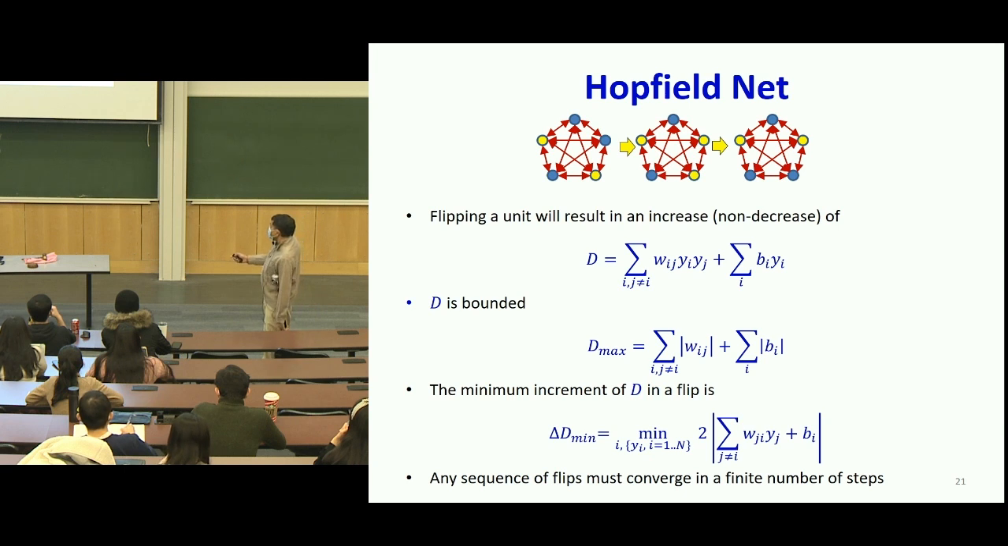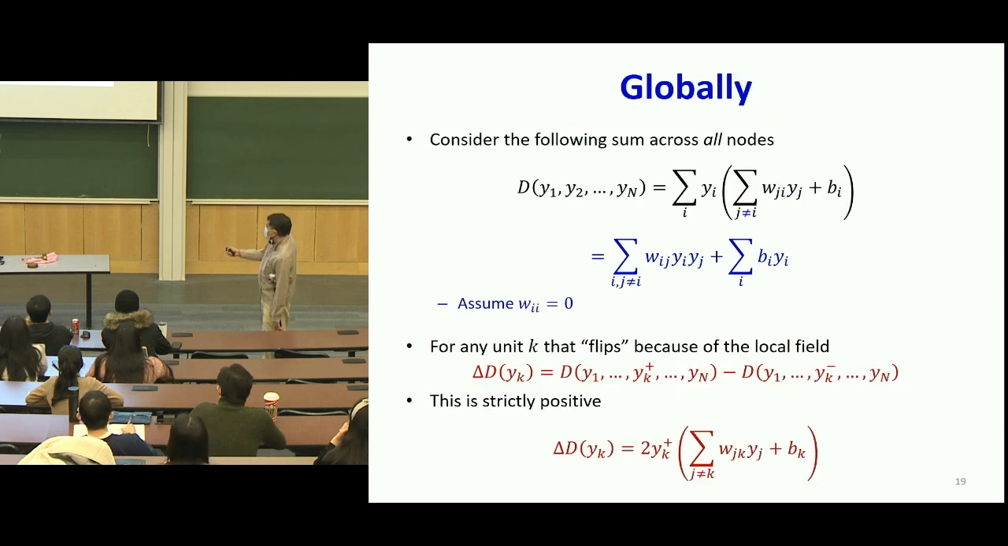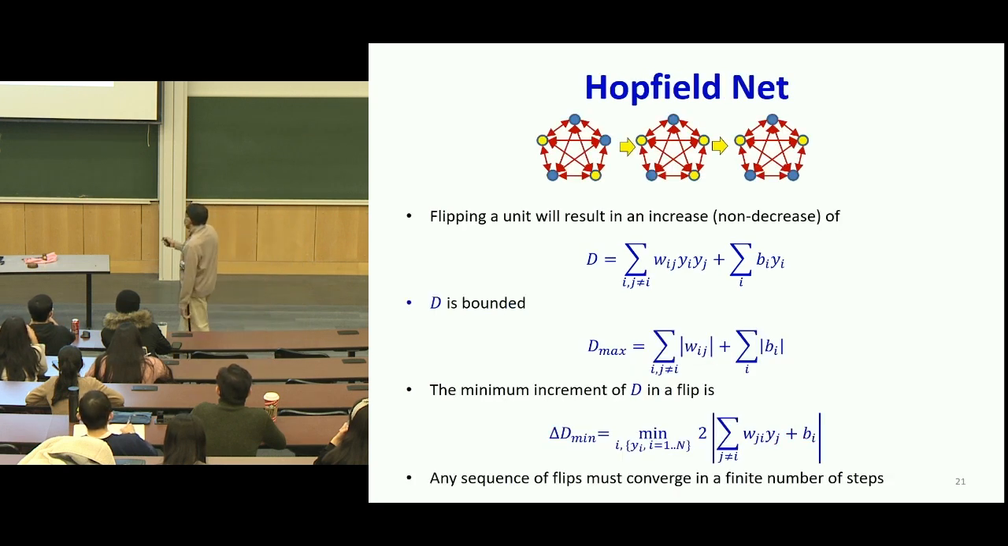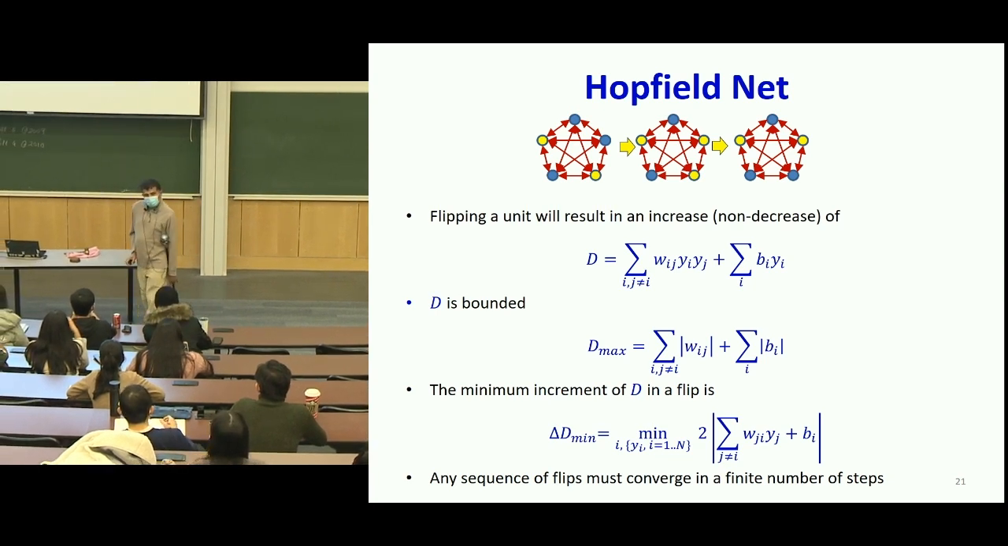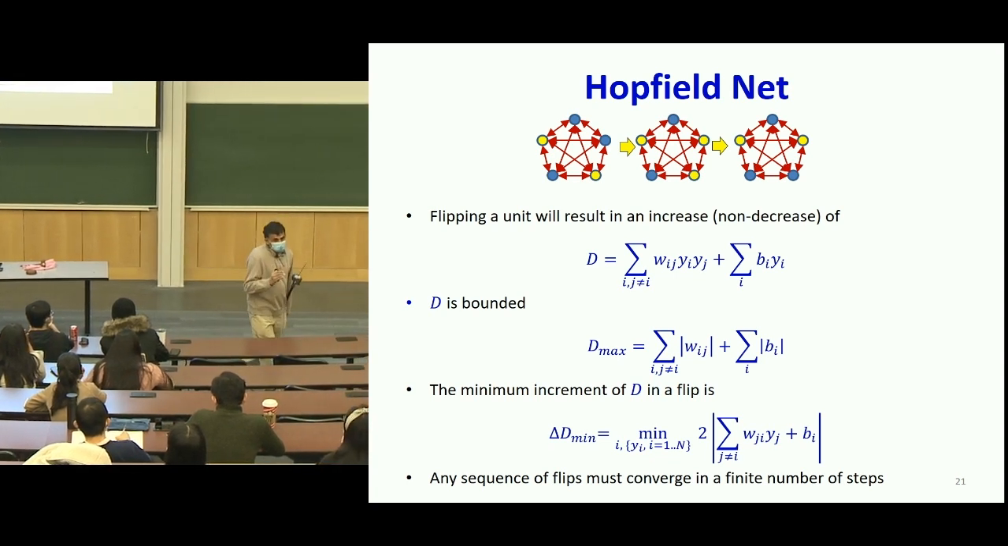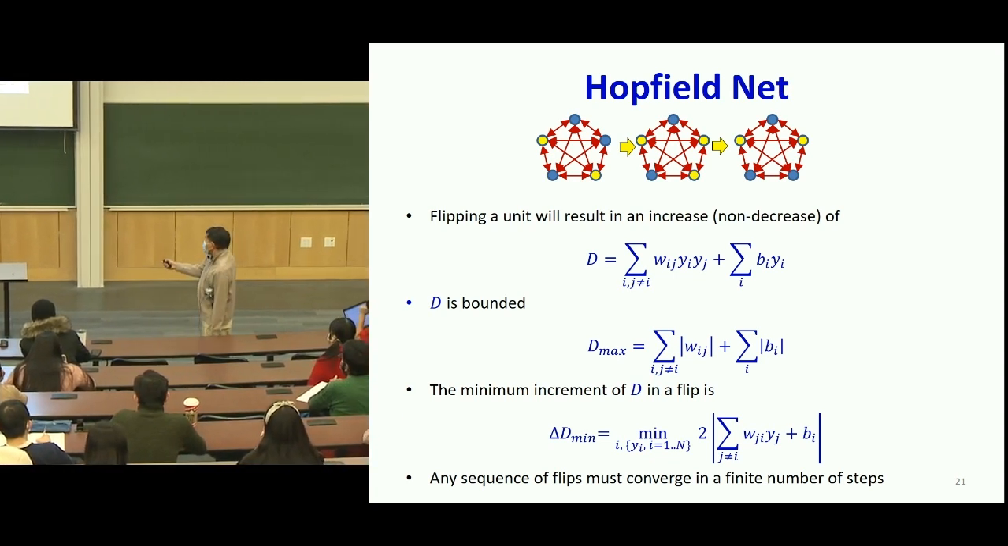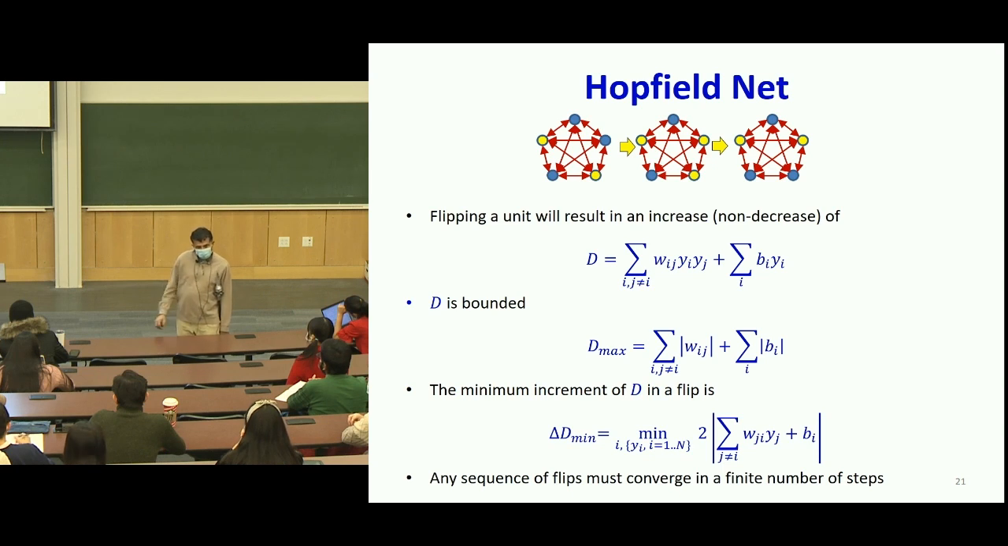On the other hand, the change in d has a lower bound. And what would the lower bound be? That is going to be 2 times this magnitude over here, correct? So every time a neuron flips, d increases by at least this much, but d has a maximum value. Now tell me, is the evolution of the network going to continue forever?